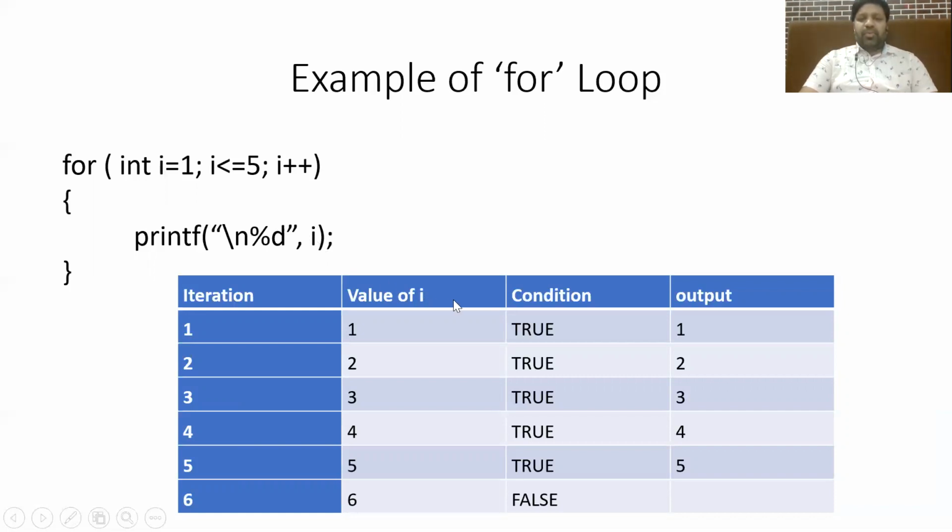Now let's have a look at the table below to see how the execution actually takes place. In iteration number 1, the value of I is initialized to 1. Now what is the condition? I less than or equal to 5, which is true. That means the compound statement will be executed and the output displayed is 1. During iteration number 2, the value of I will be incremented to 2. The condition is again true and the output is 2. So this whole process will be repeated till the value of I becomes 5. When the value of I becomes 5, 5 is less than or equal to 5, which is true, and the output displayed on the screen is 5. Now when we increment the value of I for the next iteration, it becomes 6. Now check the condition. 6 is less than or equal to 5, which is false. 6 is not less than or equal to 5. That means the condition will return false and this loop will terminate.